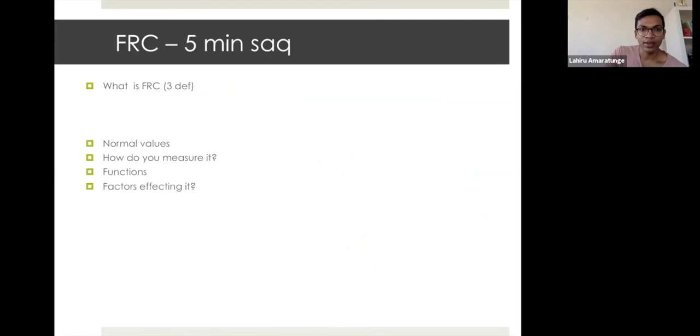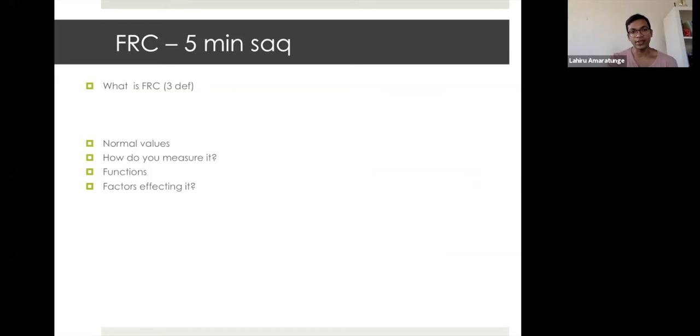Okay, guys, FRC. I want you to take 5 minutes now. I want you to just write a reasonably complete answer with the structures and the definitions. Again, this is how I structure a lot of my straightforward SAQs for physiology. I've got a definition, normal values, how do you measure it, functions of it, and the factors affecting it.